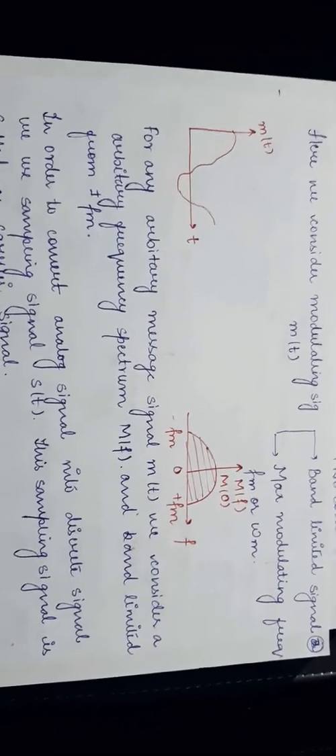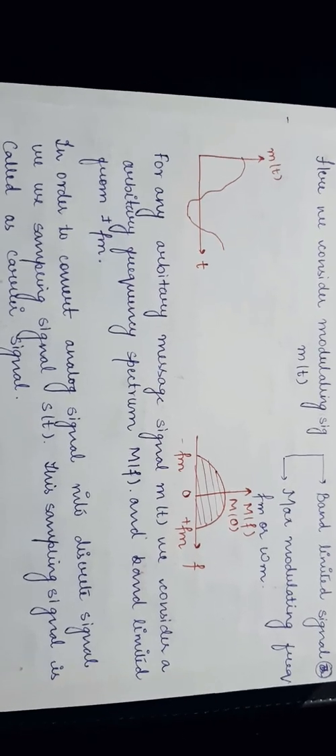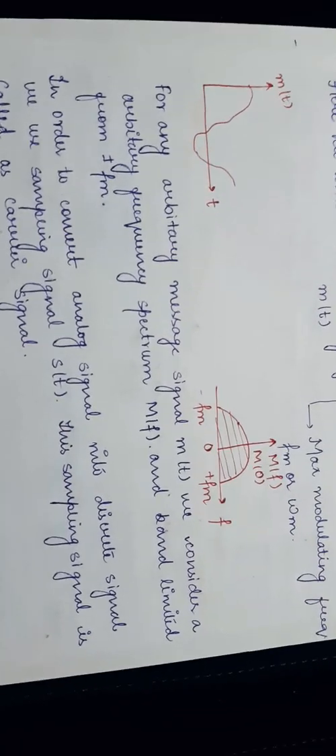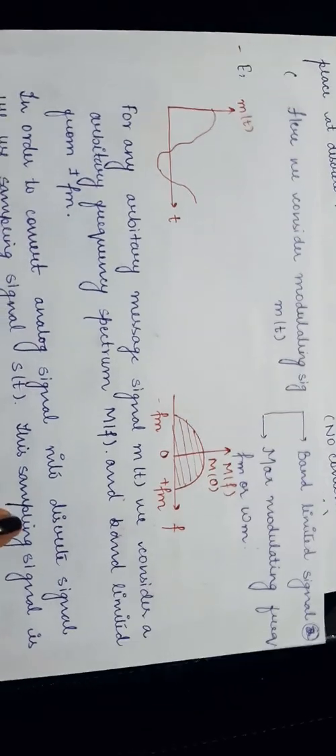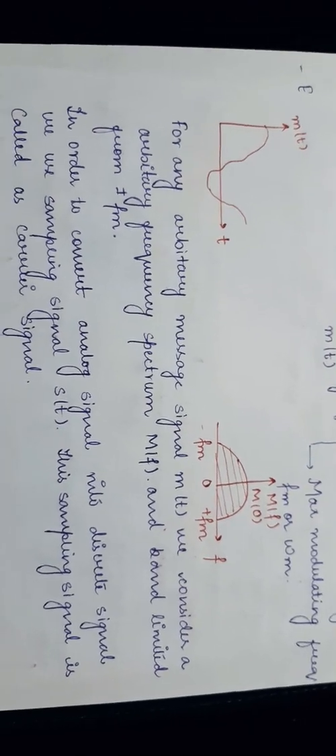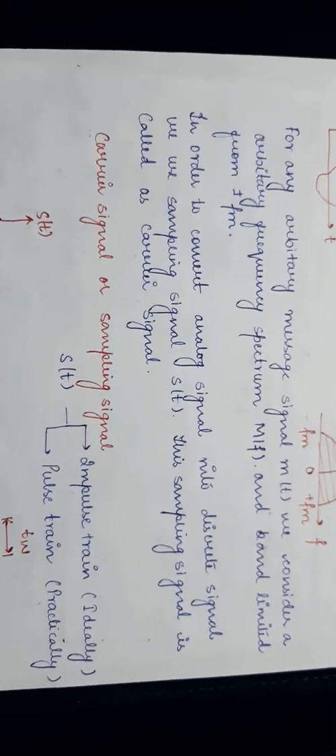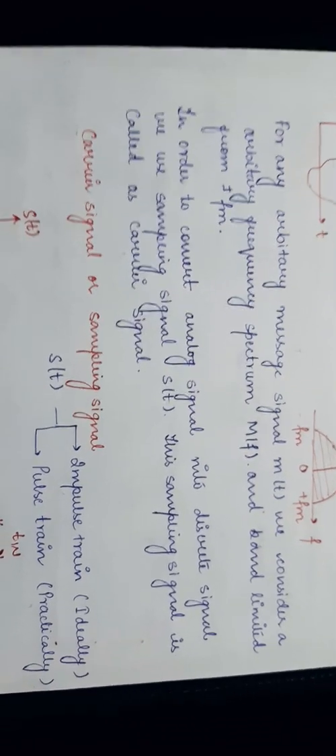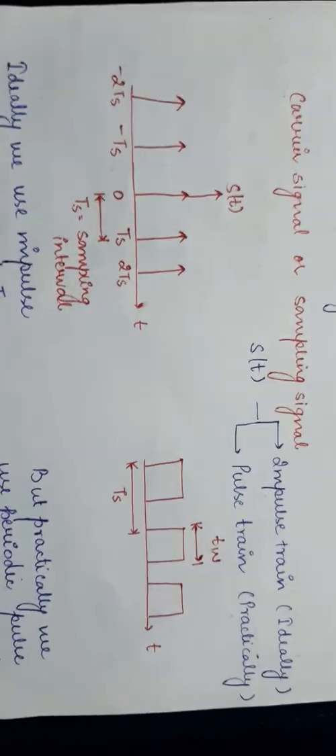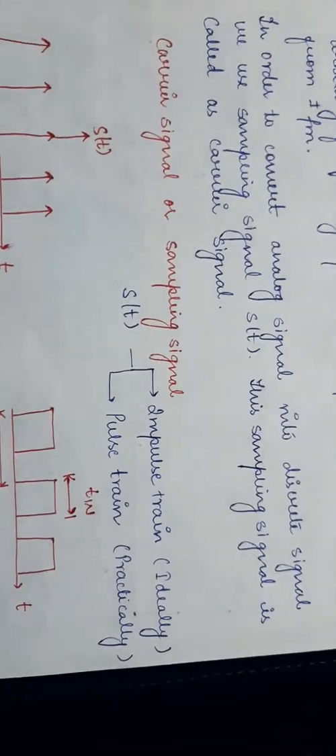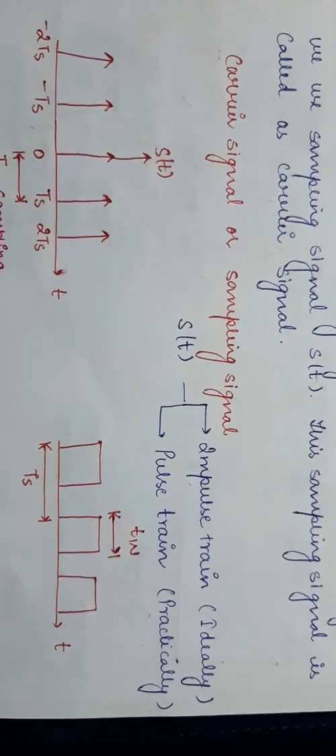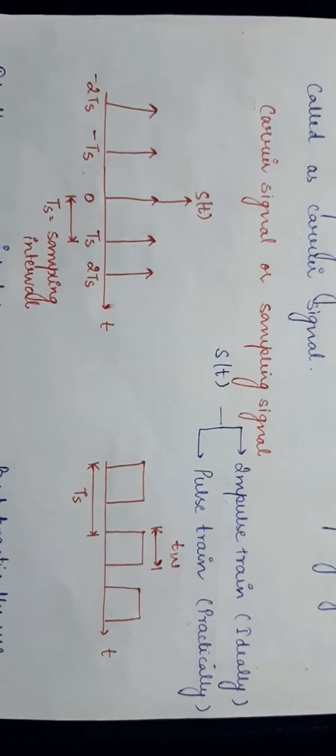Now here we consider a modulating signal m(t) as a band limited signal with a maximum modulating frequency. For example, we have considered an arbitrary message signal, that is m(t). If we see the frequency spectrum of m(t), it will look like this, having a bandwidth limited from plus fm to minus fm. Mostly we consider positive frequencies only. So in order to convert an analog signal into a discrete signal, we use a sampling signal s(t). This sampling signal s(t) is called the carrier signal.